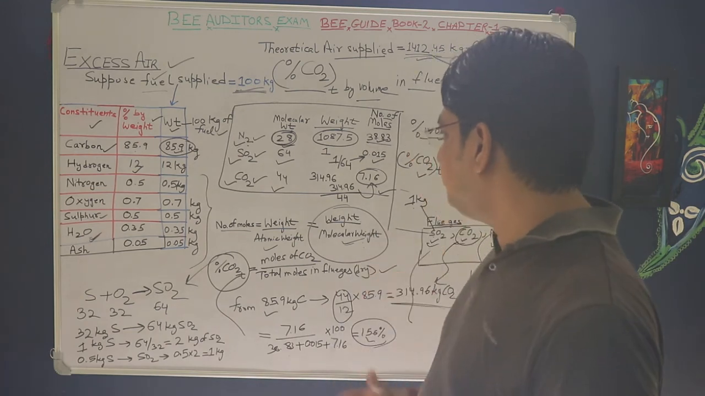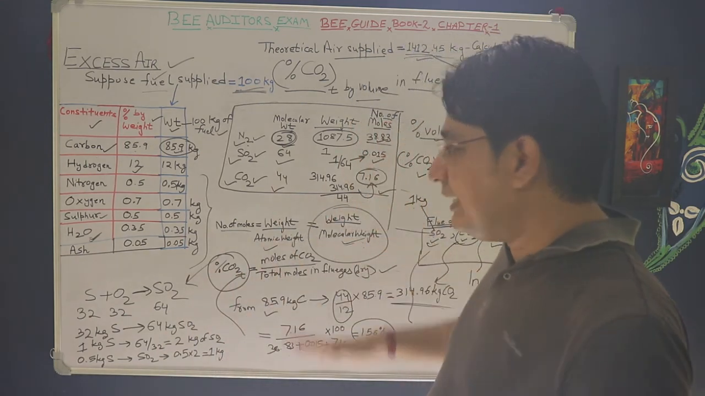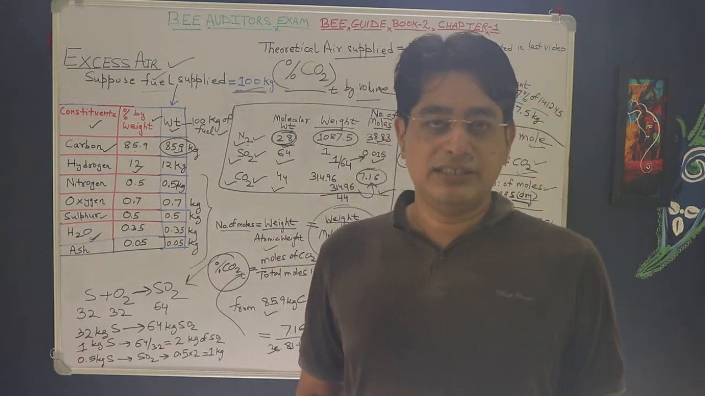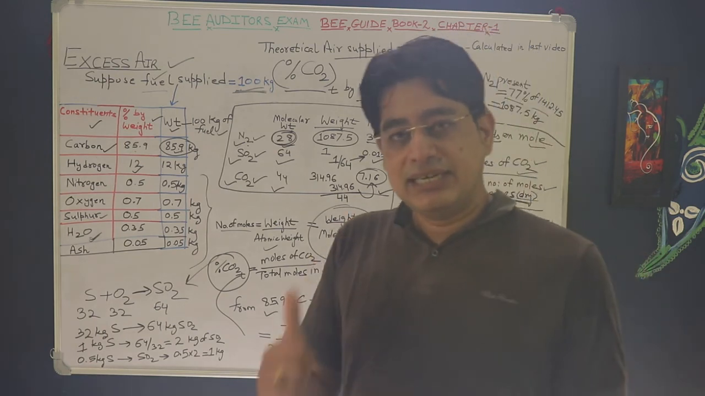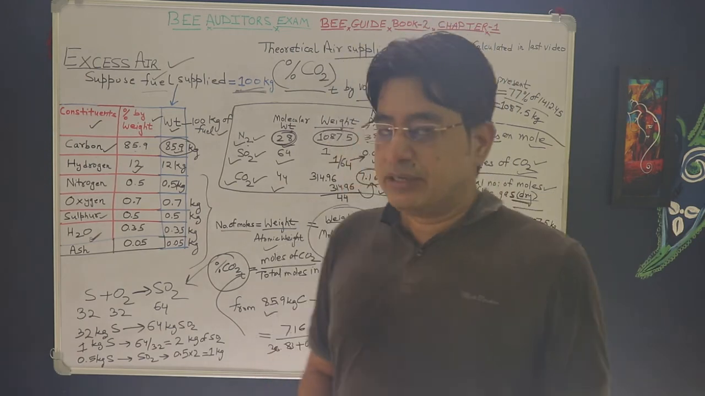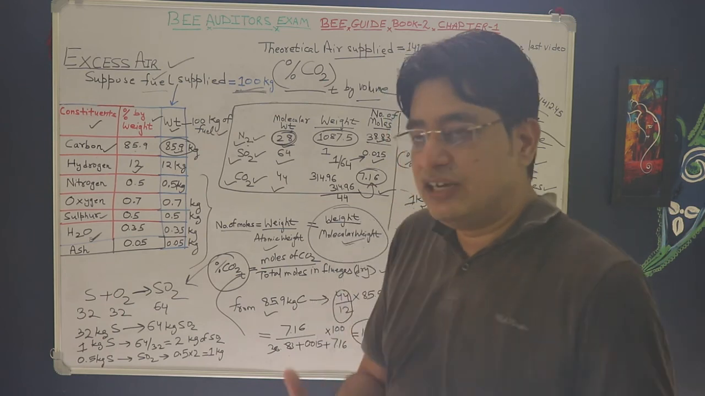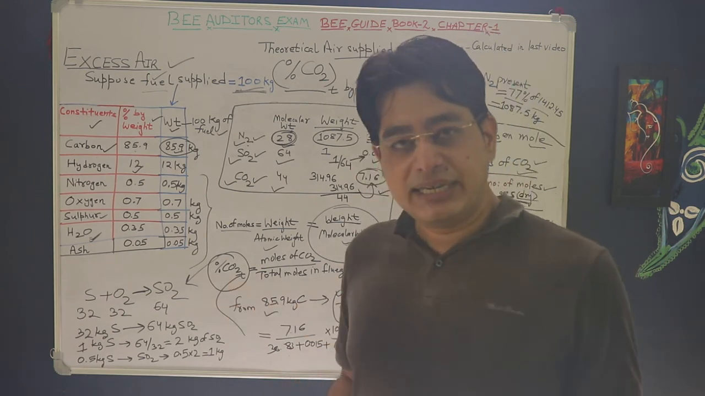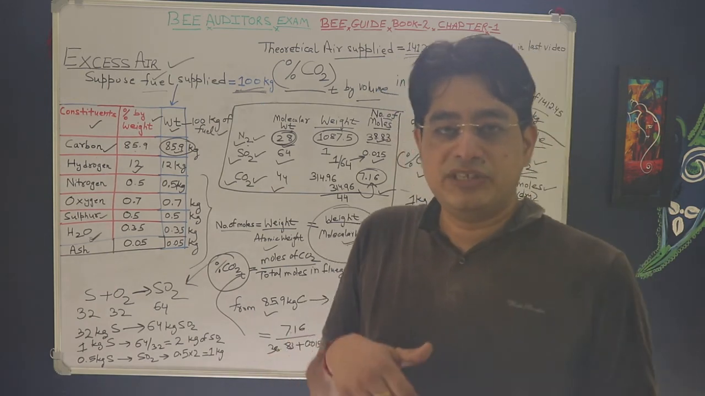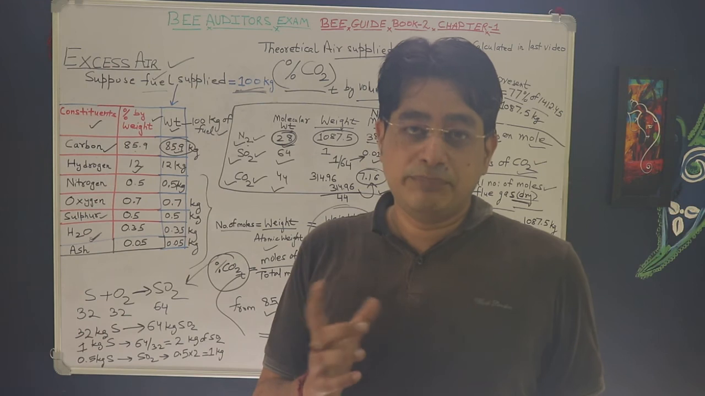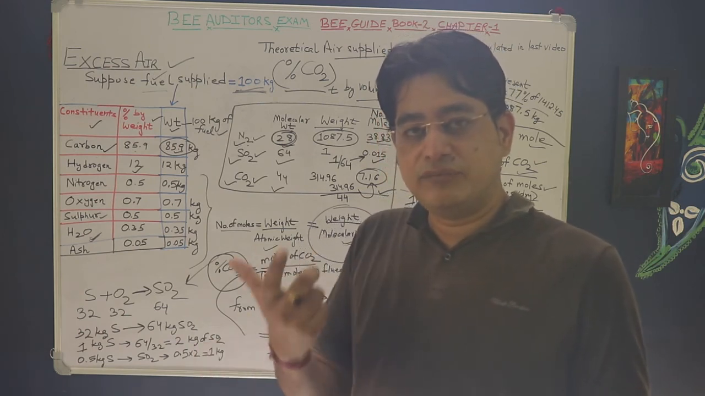You should also remember that the actual air supplied is nothing but the summation of the theoretical air supplied plus the excess air supplied, and excess air supplied is generally given as a percentage of theoretical air. Now one thing you should also remember is that the value of percentage excess air, which you will get by incorporating the value of CO2 percentage theoretical and CO2 percentage actual, which you measure with the help of your instrument at the exhaust, is a percentage of theoretical air.